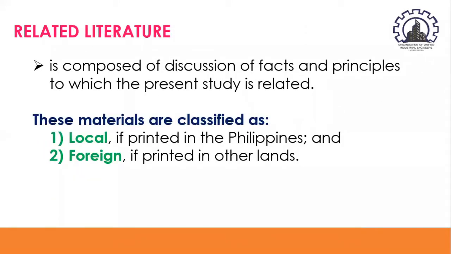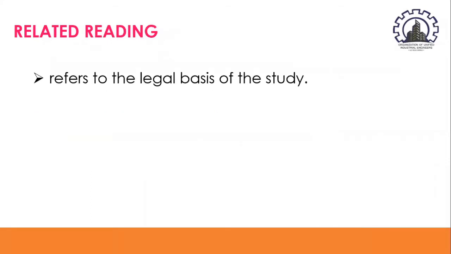Now, let us discuss them one by one in order for us to better understand each of them, starting with related readings. So, what is meant by related readings then? If we say related readings, these refer to the legal basis of the study. If I say legal basis of the study, what I mean is that there should be a direct or indirect implication to the government.